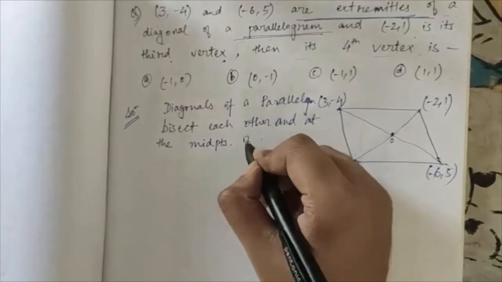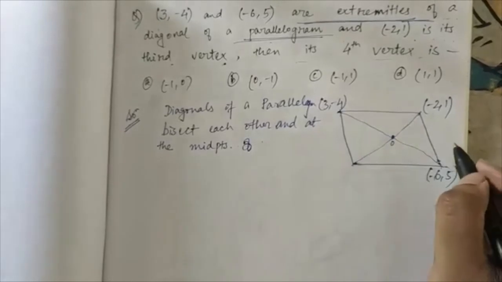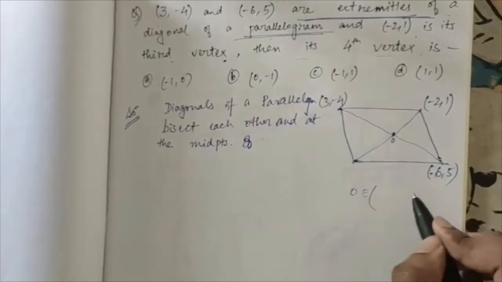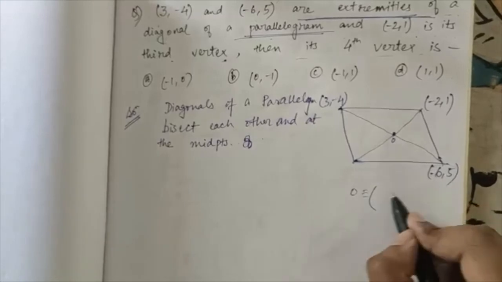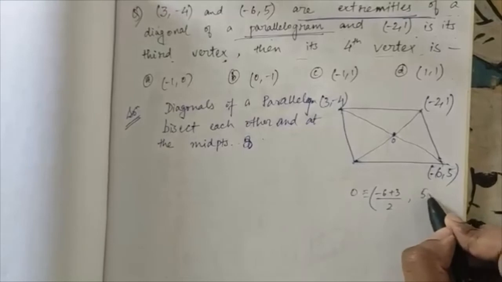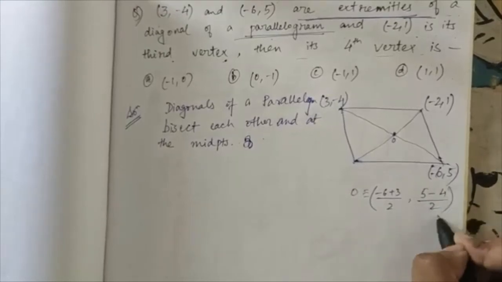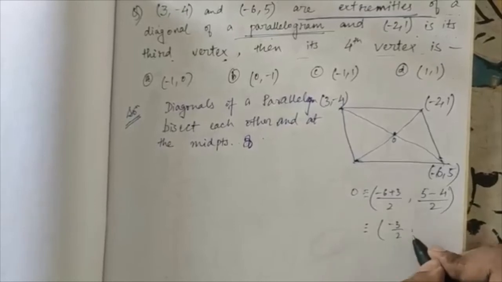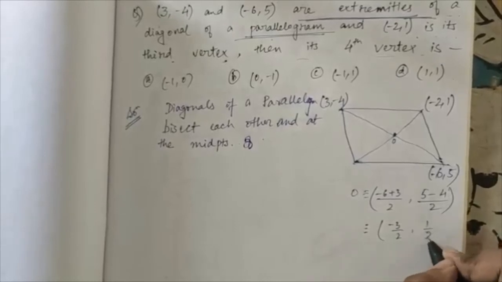Here O will be the midpoint, so the coordinates of O will be minus 6 plus 3 by 2, comma, 5 minus 4 by 2. So the coordinates of O are minus 3 by 2, comma, half.